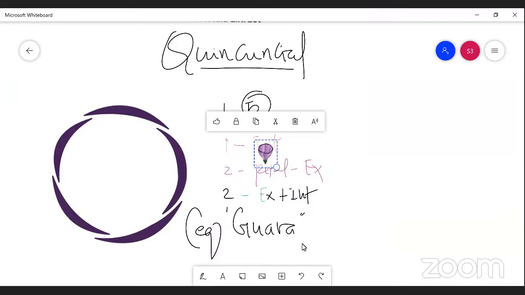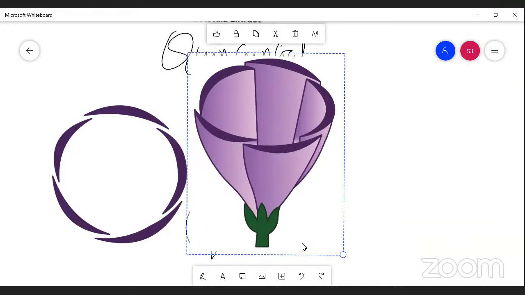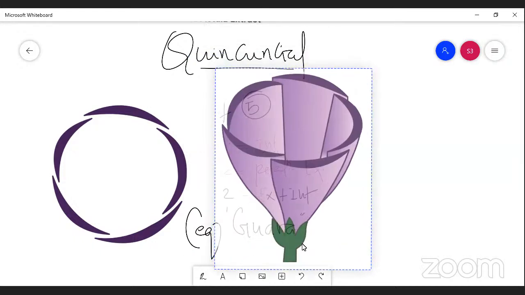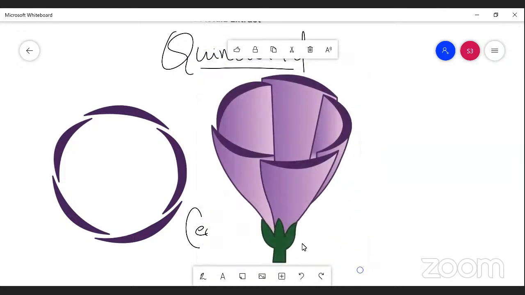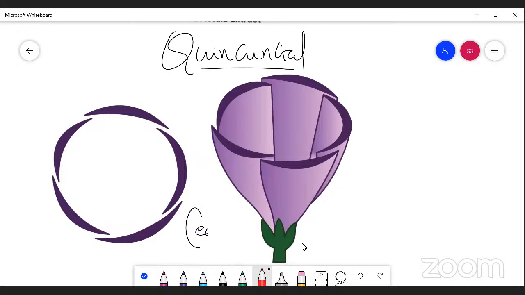So simply the arrangement of petals in this manner, right? This is a diagrammatic representation of a flower. Each one is represented as a petal. So there will be 5 petals: 1, 2, 3, 4, 5 petals.